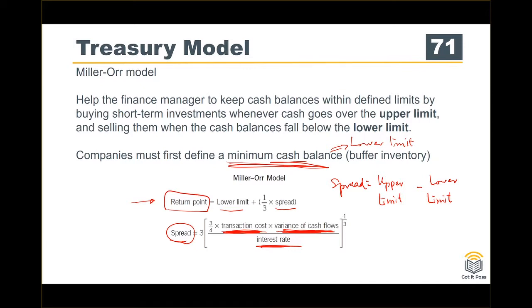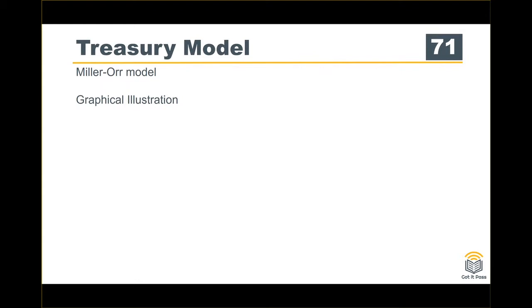So for the return point, it's about 1/3 of the spread above the lower limit. So between the return point and the upper limit is about 2/3 of the spread. Because you can see the spread means the upper limit minus the lower limit, the difference between these two limits. One is the upper bound, the other is the lower bound.